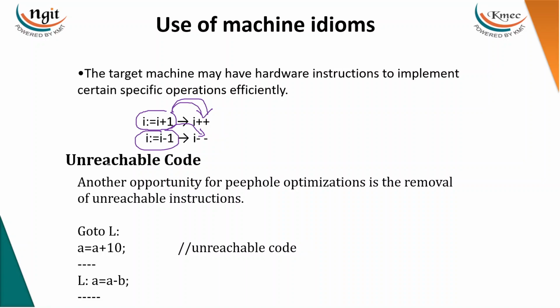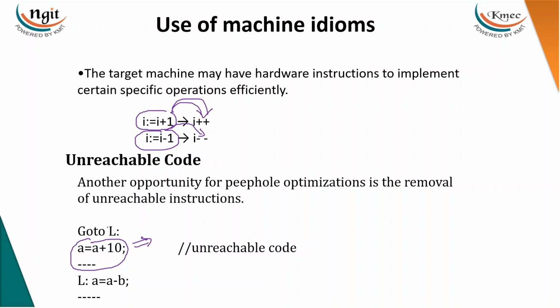And we have another one called unreachable code. Sometimes the code would not be reachable. For example, you take it, go to L. Directly we are going here without any condition. Then this code is unreachable code. We can remove it directly. Because unconditionally we are jumping to here, right? So we can simply remove it.